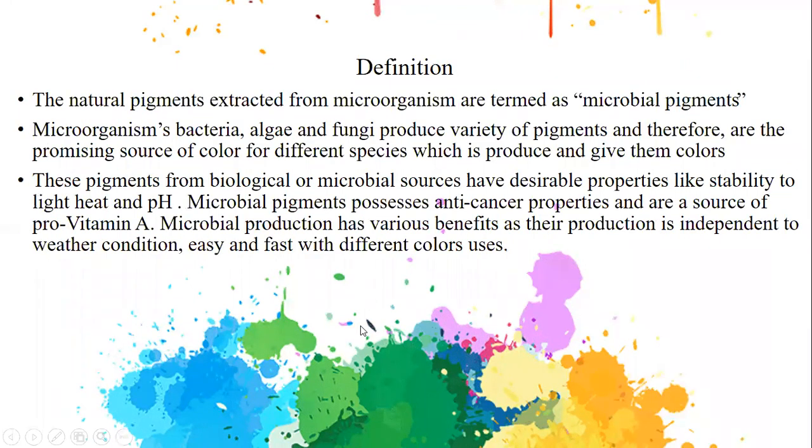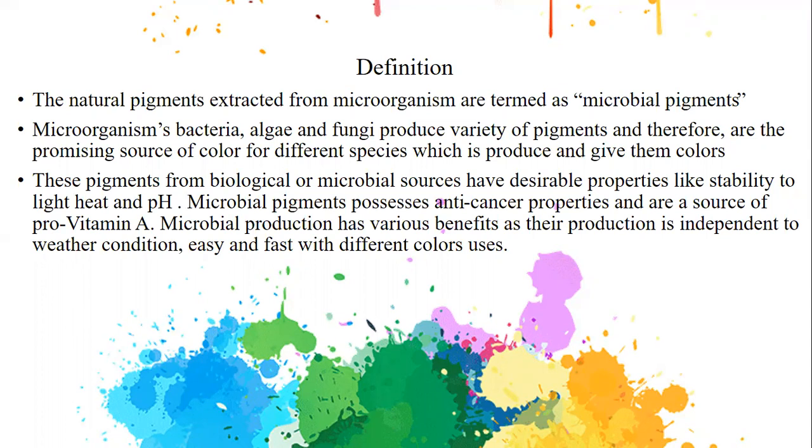Next, we go with the definition. What are microbial pigments? How can we define them? The natural pigments which are extracted from microorganisms are termed microbial pigments. Now we are going to discuss what microorganisms are and how they produce these colors. Algae and fungi produce different types of pigments which give color to different species.